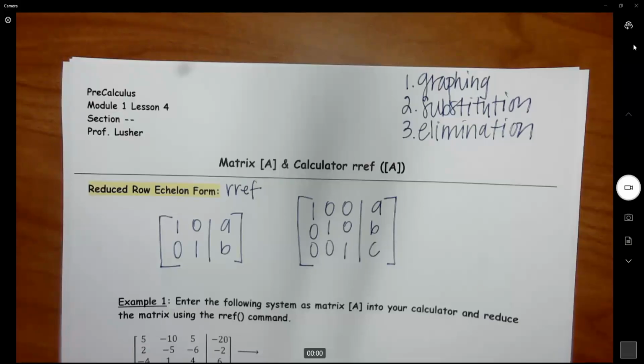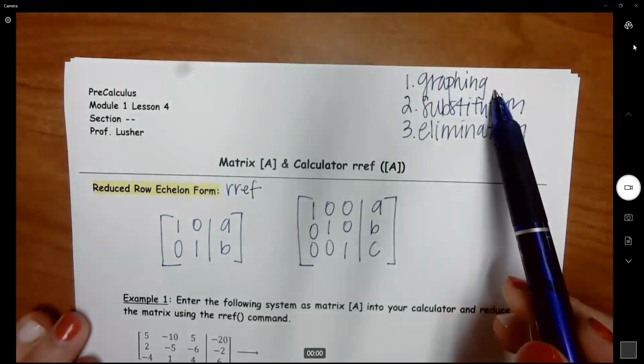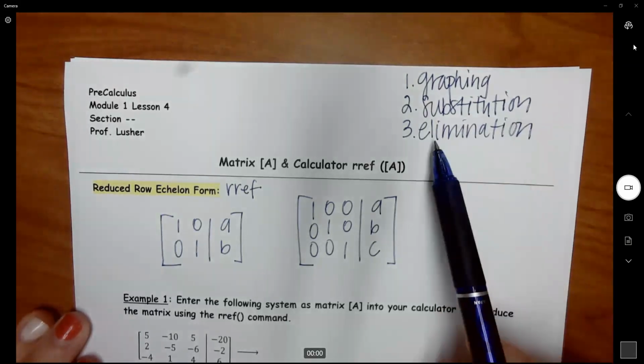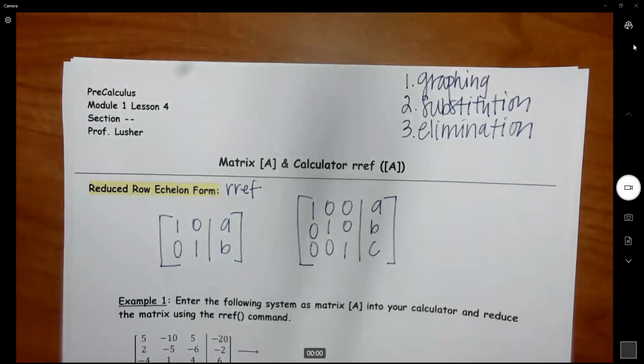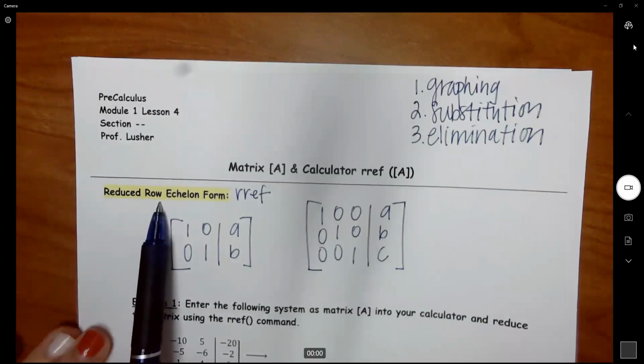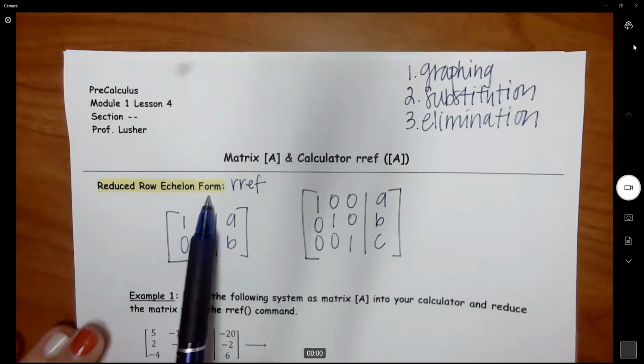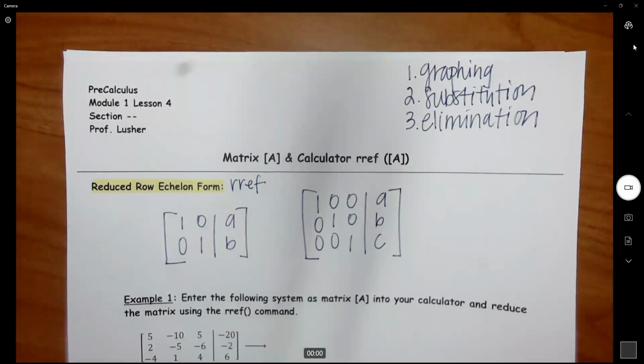We already know 3 ways to solve systems of linear equations. We know how to graph, we know how to use substitution, and we know how to use elimination to solve systems of linear equations. In this video, we're going to learn a 4th way, which is row-reduced echelon form. And luckily for us, it is going to be all calculator work.